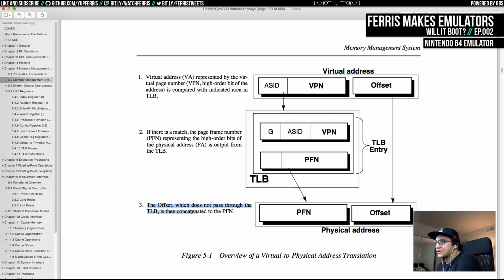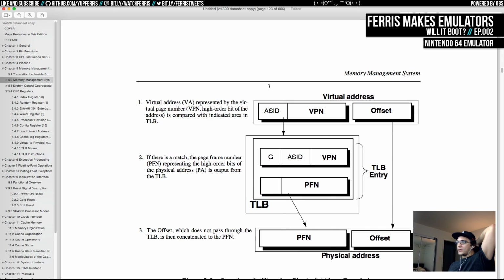The offset, which does not pass through the TLB, is then concatenated to the PFN. So what that's saying is that we have these high order bits of this address, which I guess are used as keys into this dictionary, or some way to index this table. And then the entries in that table determine what these different bits are going to be. I think that's what it's showing here, this page number here.